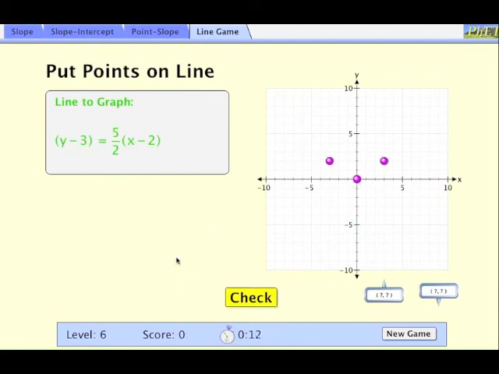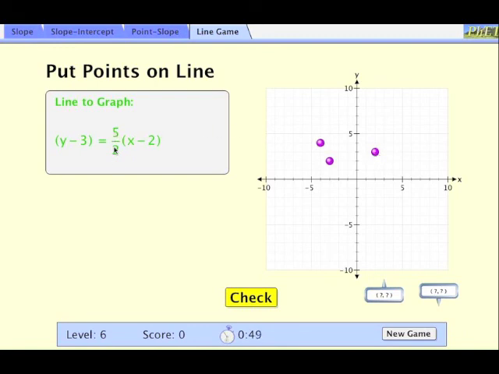Let's look at one last example. Now we're at level 6, and we need to place these 3 points along the line given by this equation. How in the world do we do that? Well, first of all, we need to identify a point that we know is on the line. It looks like the x-coordinate is going to be positive 2, and the y-coordinate is going to be positive 3. So this point right here is definitely on the line that we're trying to build.